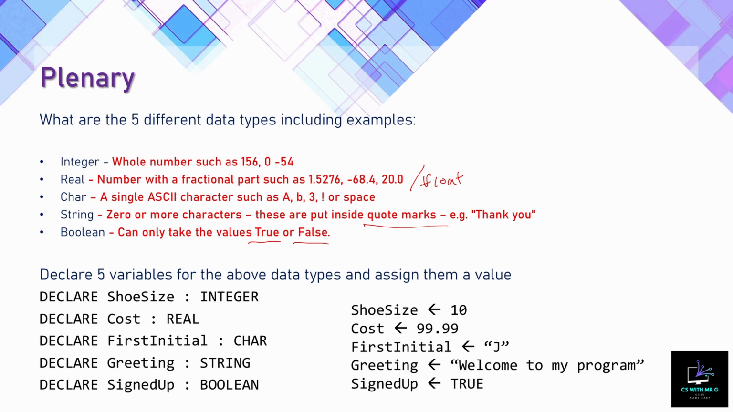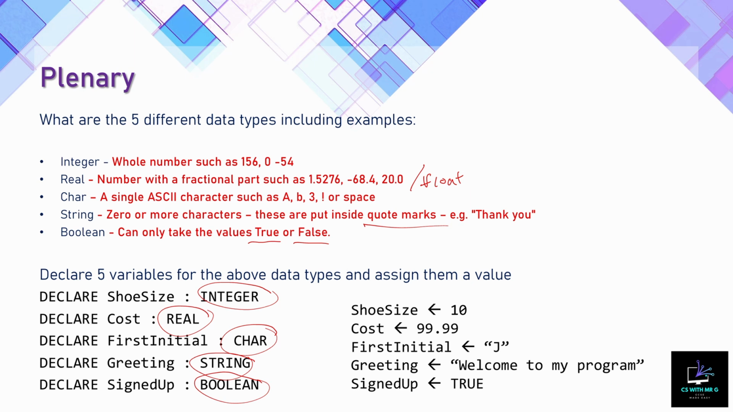And if I just declare five variables using these data types and assign them a value, I declare a variable called shoe size, and this will be an integer. I declare a variable called cost, and this will be a real. First initial, for example, could be a char. A greeting could be a string. And then whether somebody is signed up to a website, we would class as Boolean, true or false.